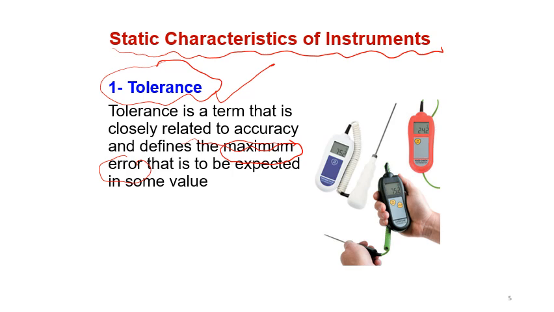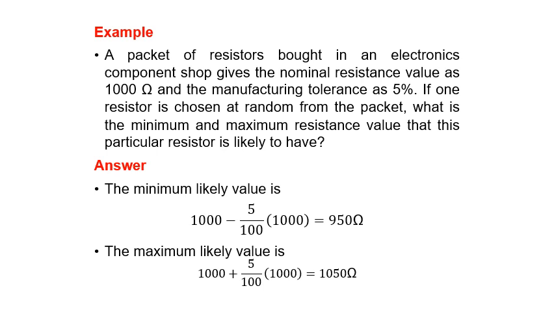So the tolerance means what? It means the maximum and the minimum error expected out of this device. Keep in your mind that we are always looking for measurement with minimum error. That's why we need to consider the characteristics of the instrument. Let us check this example, which hopefully will make tolerance clear.